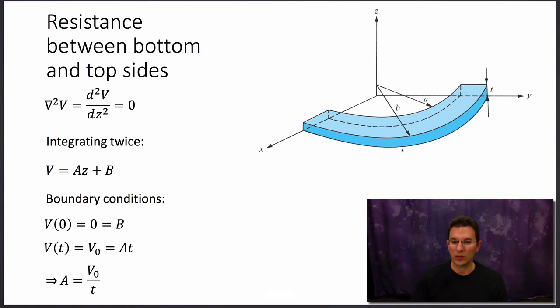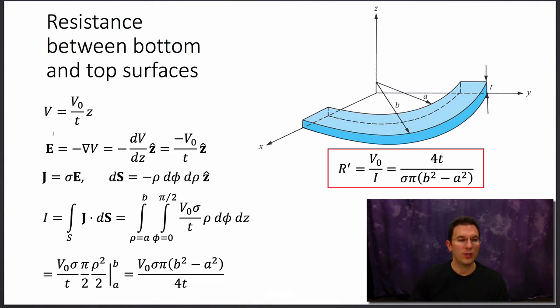When z is equal to 0, our potential must vanish. And so therefore, setting z equal to 0 here, we get the equation B is equal to 0. When z is equal to t, our potential has to be equal to V naught. So therefore, after setting B equal to 0, we have A times t, substituting t for z. A times t is equal to V naught, and therefore capital A is V naught over t.